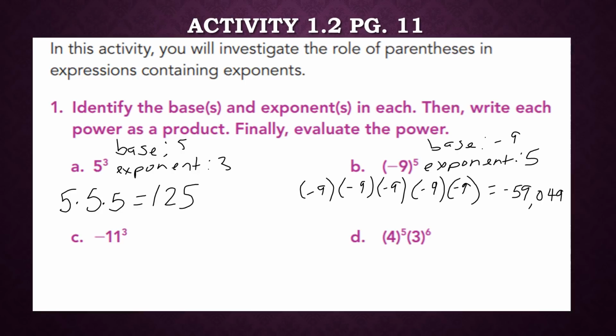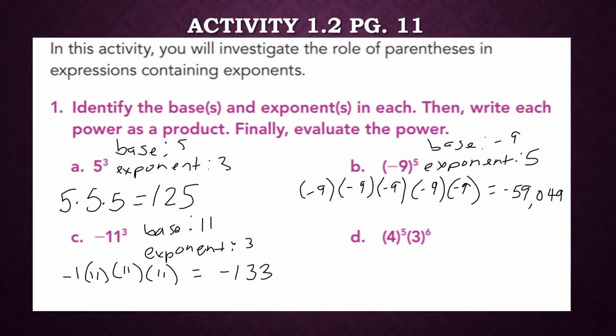Now, which is very different from letter C, because in letter C, your base is actually 11. Reason being is because it doesn't have that parentheses around the negative. So when does that negative come into play? We're going to think of that as a -1. So then we're going to multiply 11 times 11 times 11. So we get -1,331.